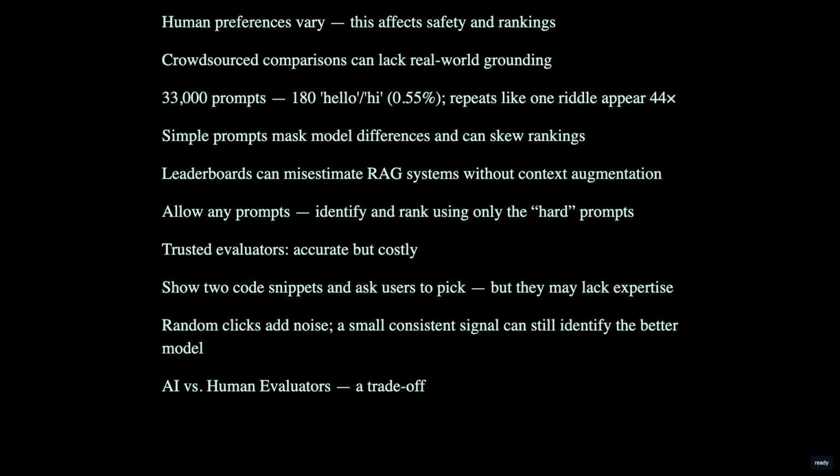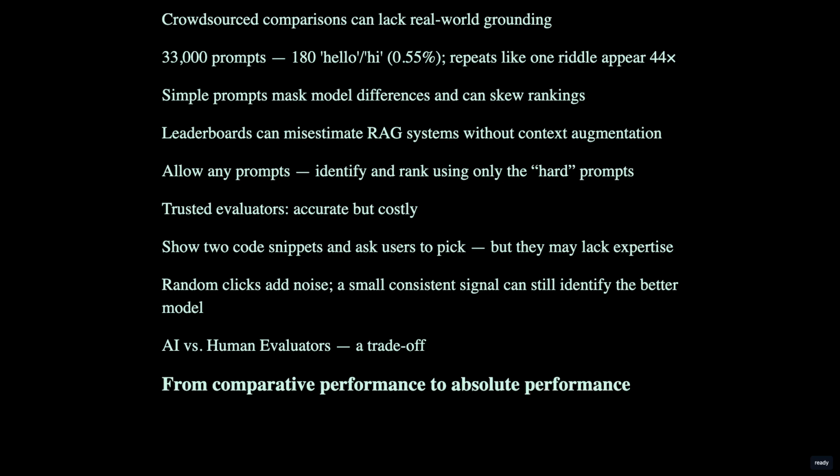Teams sometimes use AI to evaluate outputs because it's consistent, fast, and scalable. However, AI usually doesn't match trained human experts for nuanced judgments, though it can be more reliable than random internet raters. Now we'll shift from comparing models against each other to measuring absolute performance against concrete standards.